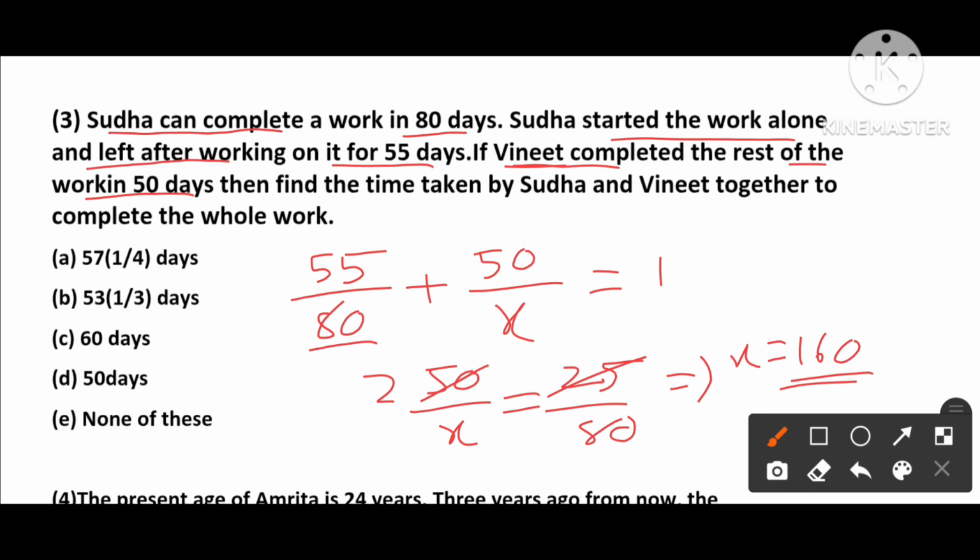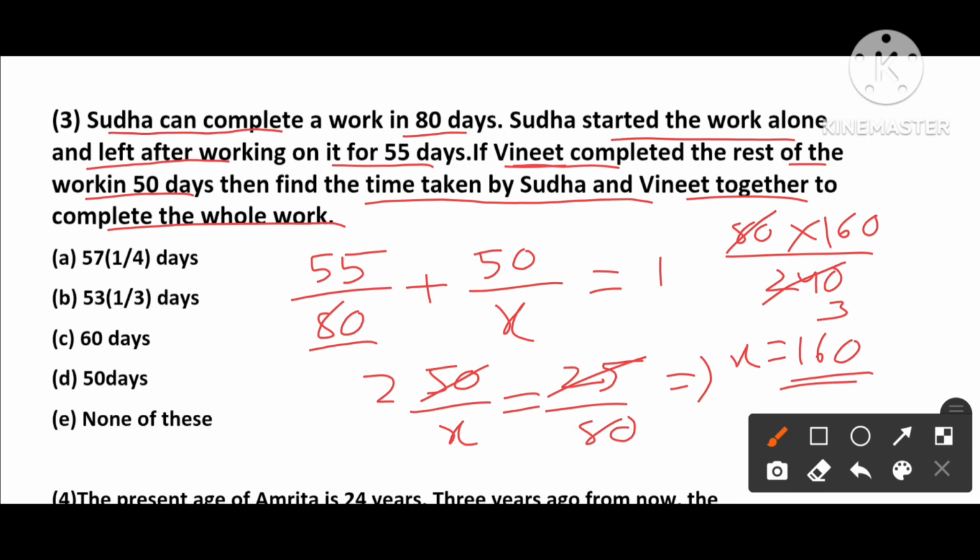Now what we need to find is the time taken by Sudha and Vineet together to complete the whole work. Sudha completed in 80 days. Vineet can complete in 160 days. Together can complete means A into B by A plus B. So the product over the sum of these two, we get 240. So 80 3 times, 160 divided by 3. 50 3 times which will be 159 and 1 divided by 3. So 53 1 by 3 is our answer. Option B is the answer for this question.